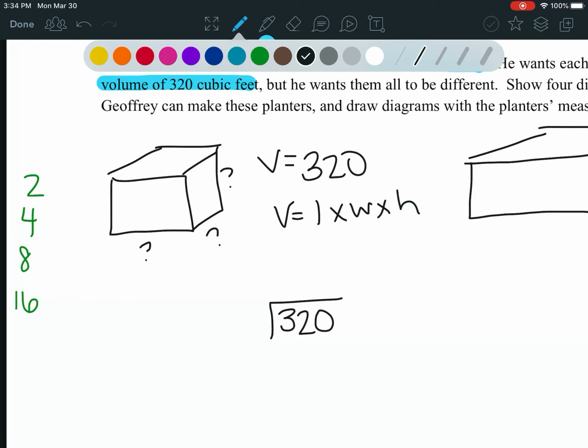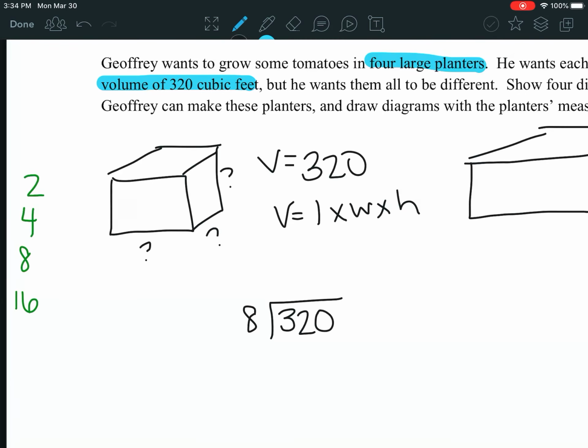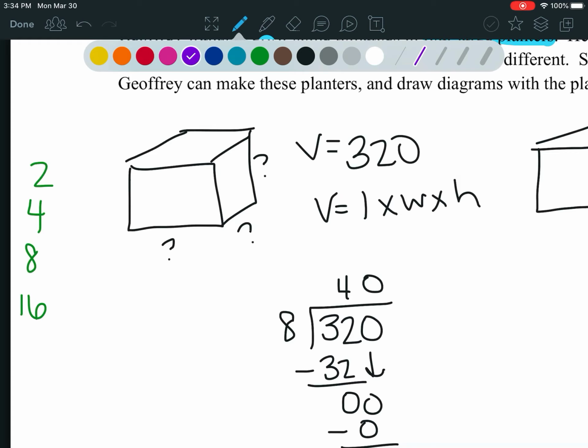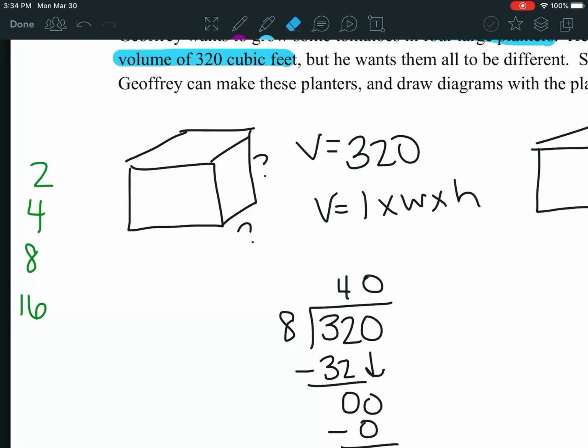The first one I'm going to start with is 8. And I know that 8 cannot go into 3, but it can go into 32 4 times. 4 times 8 is 32, and when I subtract, I get 0. Drop a 0. 8 goes into 0 0 times, and our answer is going to be 40. So now I know that one of these sides is equal to 8. So I'm going to put my length, instead of a question mark, I now know it's equal to 8 feet.